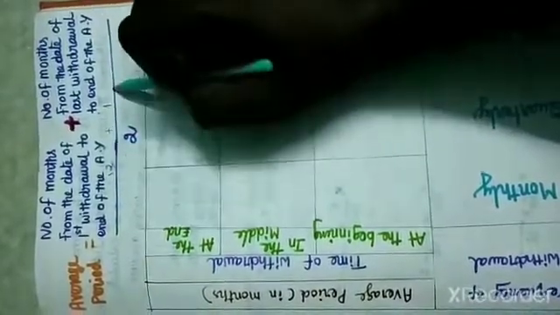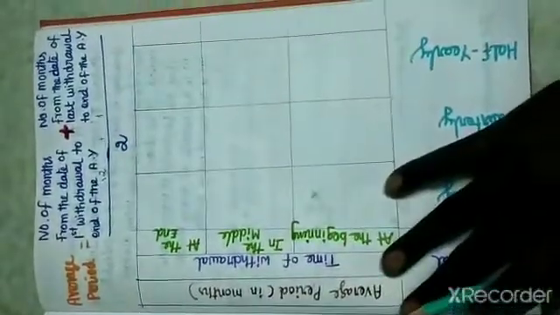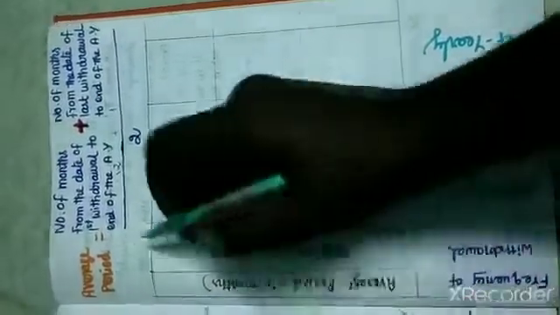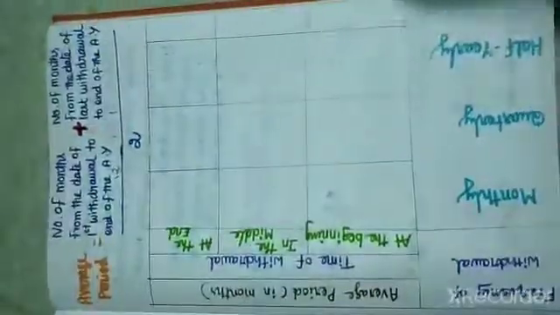So 12 plus 1 divided by 2. In that case we will get the amount. Average period is 6.5. So now we calculate the average period for beginning of the month withdrawal. Now I said the example only here. We can see the format now. How to calculate the average period, we can see.